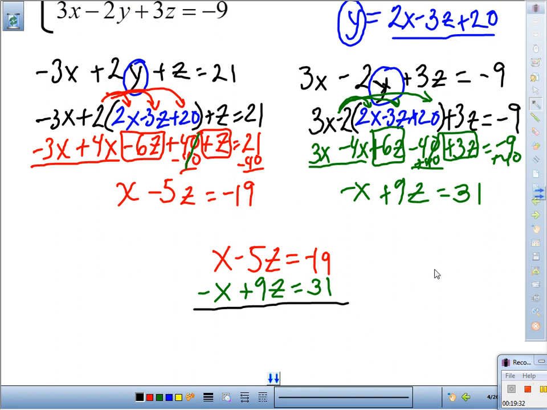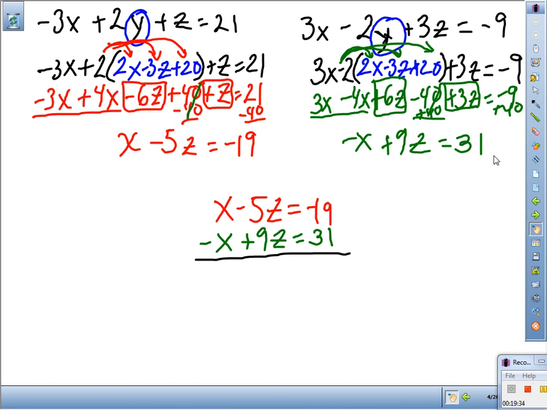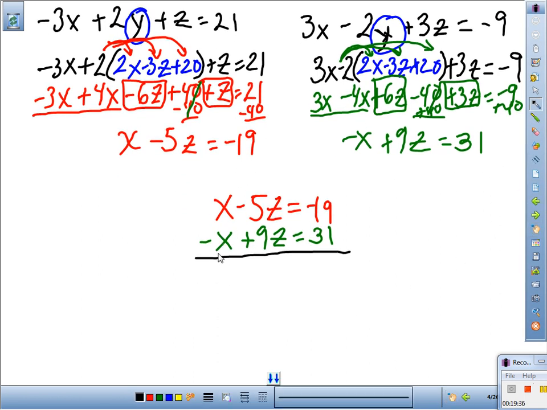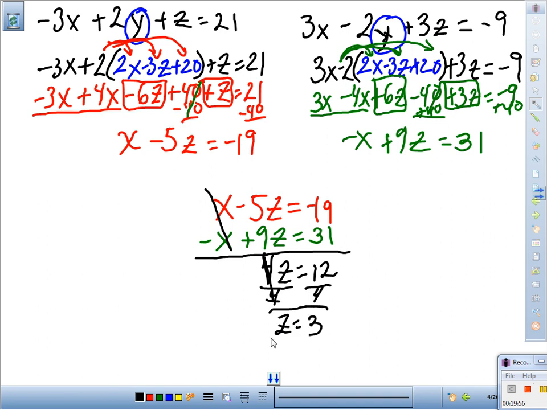Elimination. So watch. What is x minus x? 0. Negative 5z plus 9z, that's 4z. Negative 19 plus 31, that's 12. Divide by 4 both sides. It's a giant 1, so we're left with z equals 3. Am I done solving this little system?